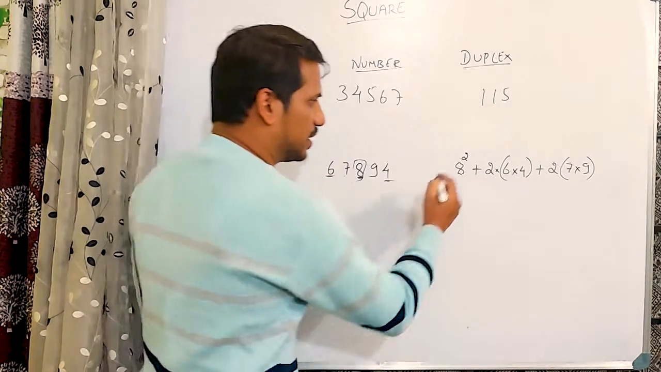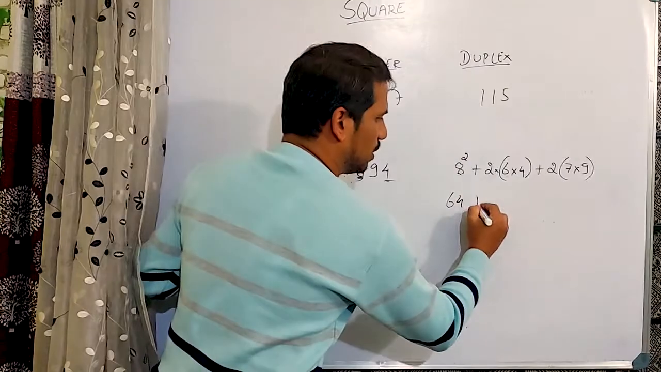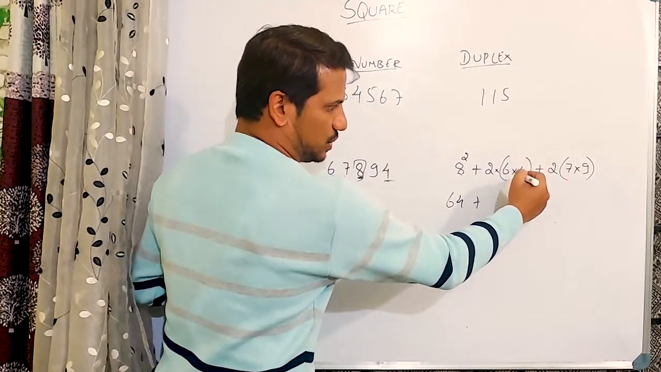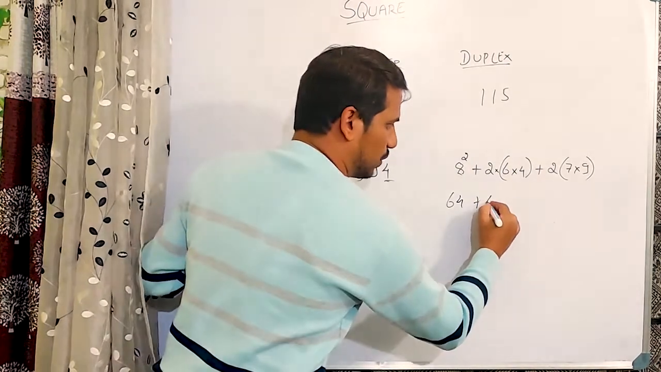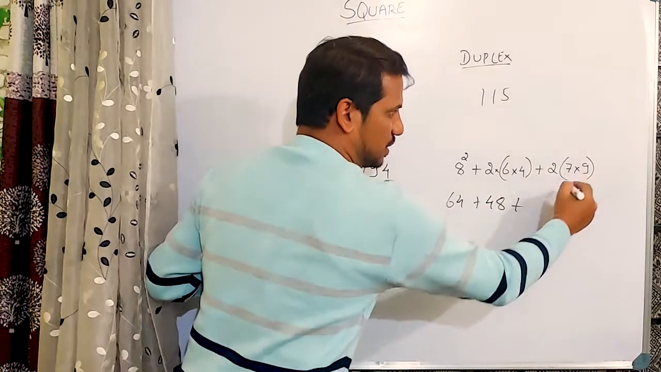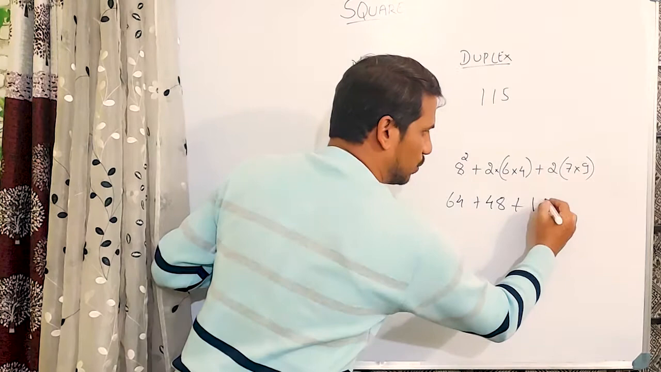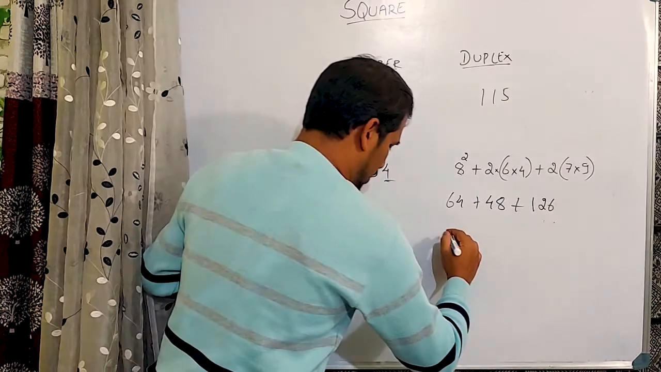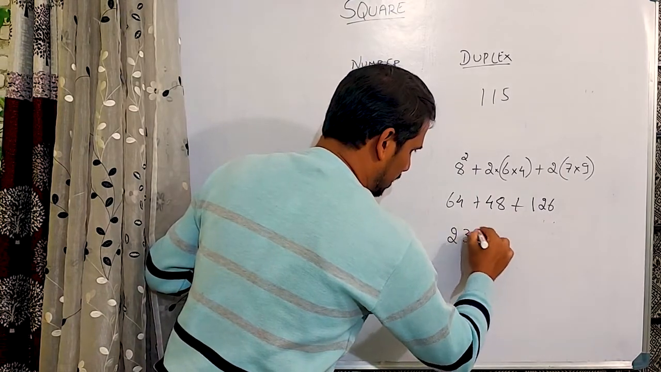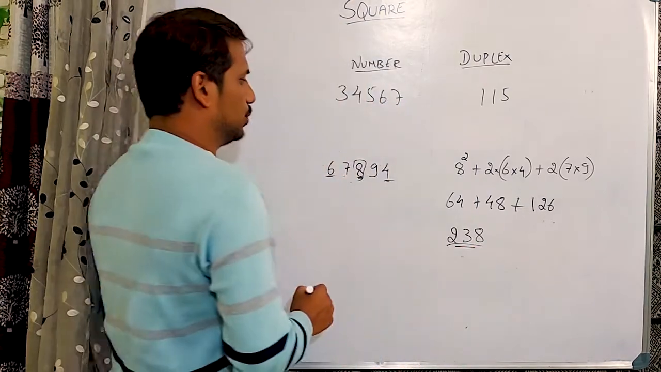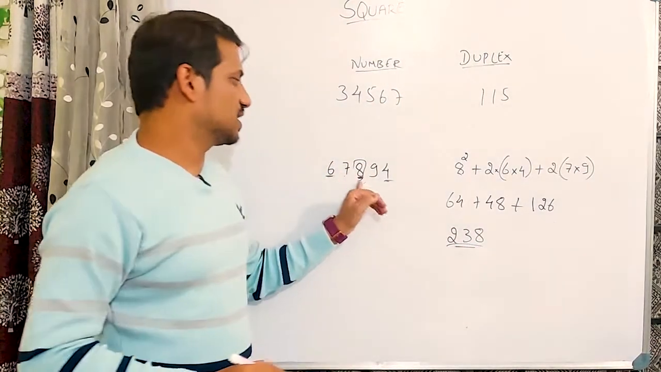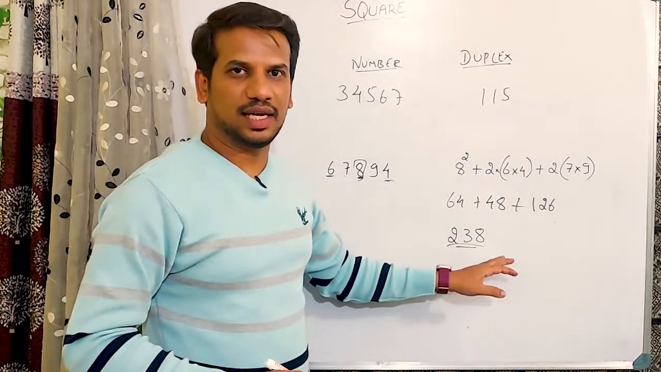So let's equate it. 8 square, that is 64, plus twice 6 4s are 24 into 2, 48, plus 63 into 2, that is 126. This answer comes out to be 238. So the duplex of 67894 is 238.